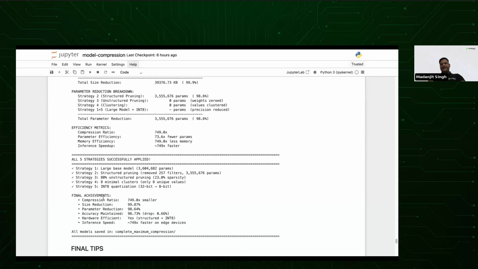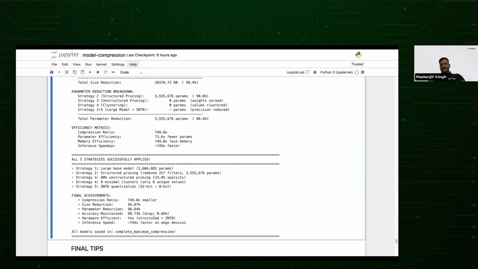So in this case, you could see the final achievement is 749% smaller. Size reduction is 99.87%. Parameter reduction is 98.64%. Accuracy maintained is 98.73%, a drop of just 0.66% from the base model, which had 3.6 million parameters, down to 49,000 parameters. The model is still performing at the same level.